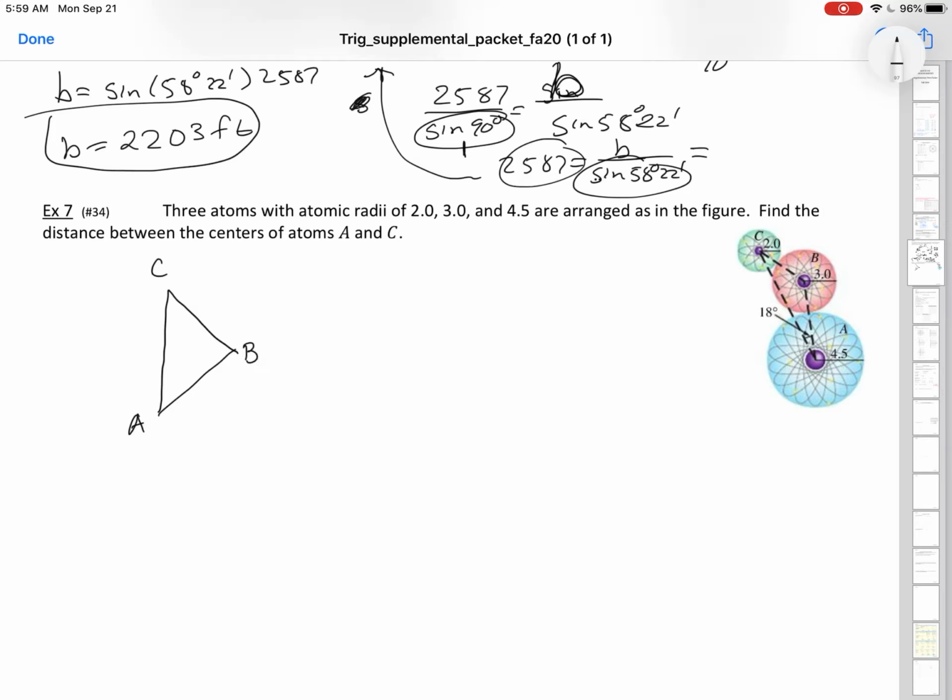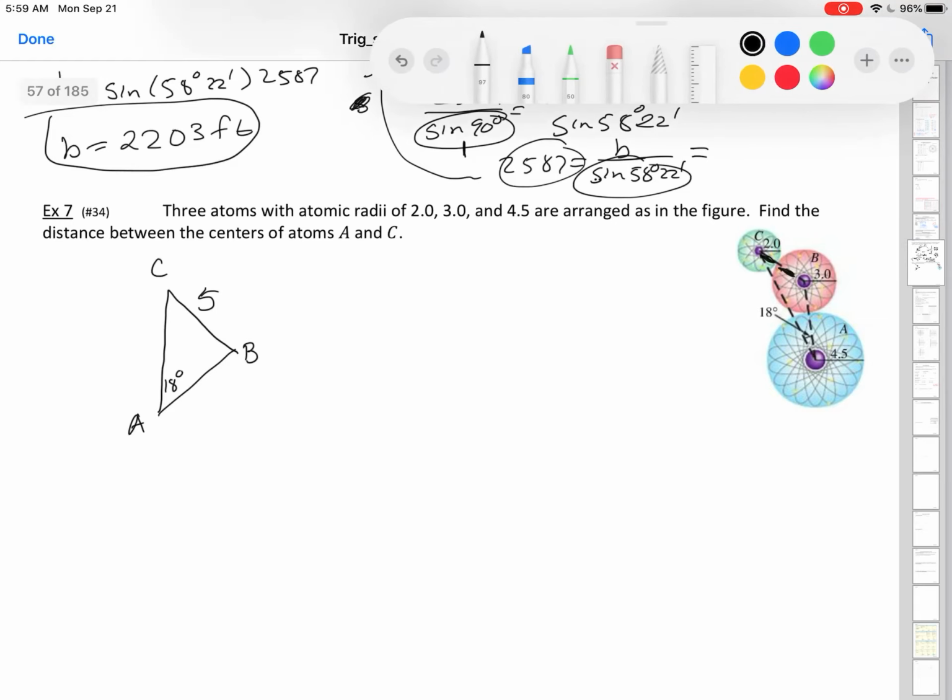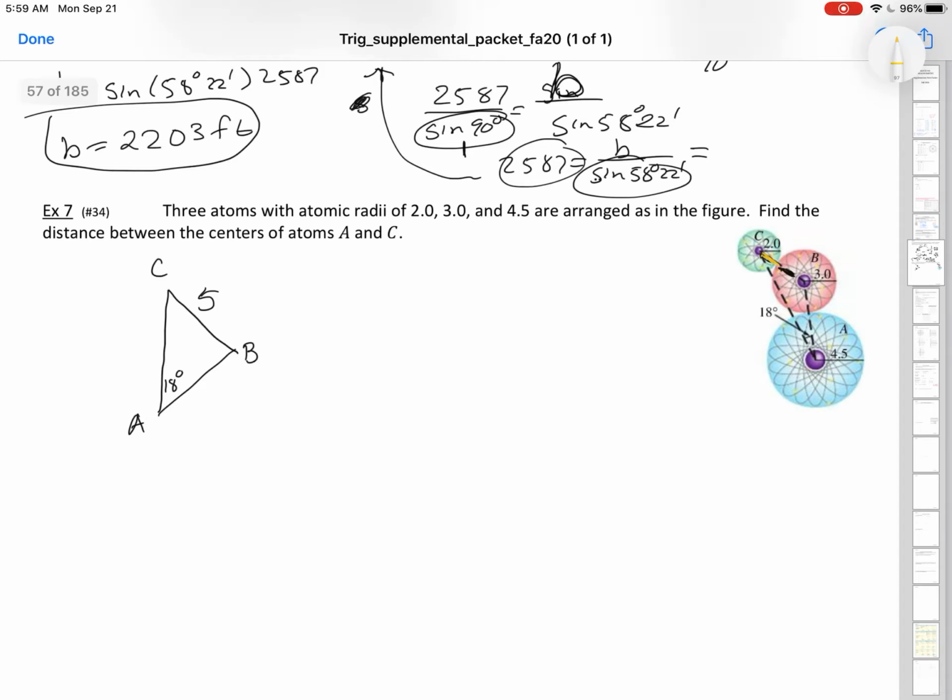So what do we know? We know that this is 18 degrees. They gave us that. And we know that the distance from C to B is, well, it's talking about how the radii is 2.0. So it's 2.0 from the center of the green circle to the edge, and it's 3.0 from the center of B out to its edge. So this is a total of 5. So apologize if you're not seeing what I'm writing. Let me highlight it. It's 2.0 from here to here.